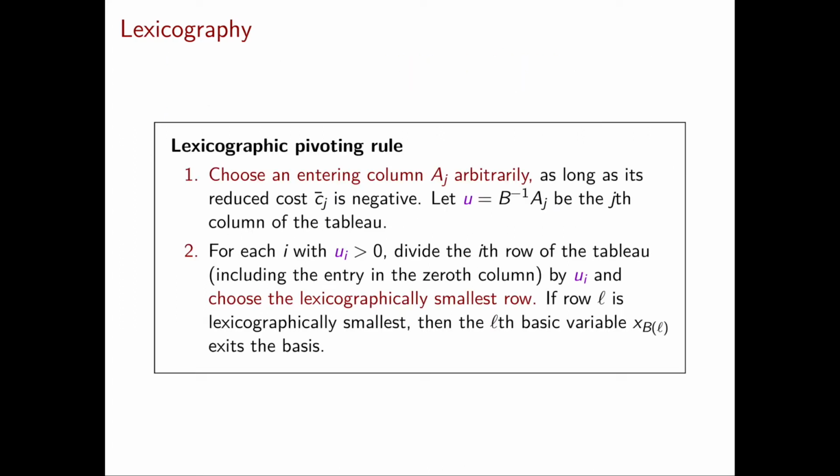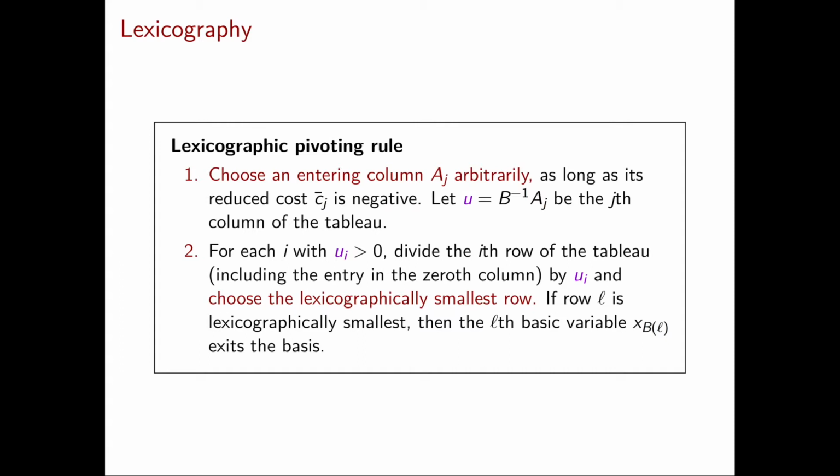We're now ready to define the lexicographic pivoting rule. Like in any pivoting rule, we need to explain how to break ties for the variable that enters the basis and then for the variable that exits the basis. Let's start to see who enters the basis. One of the great advantages of the lexicographic pivoting rule is that there is no restriction at all. In fact, you can choose an entering column A_j arbitrarily, as long, of course, as its reduced cost c bar_j is negative. Accordingly, the vector u will be the jth column of the tableau.